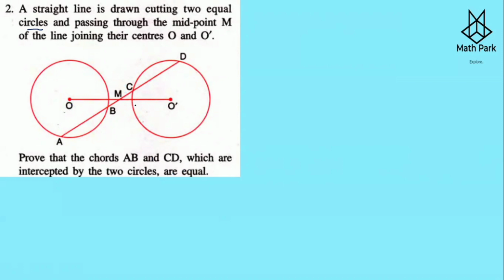Now what do we do for that? When will AB be equal to CD? If these chords are at equal distance from the center. So let us drop the perpendicular from O. Let us say OX and O dash Y. So we draw the perpendiculars OX and O dash Y on the chords AB and CD respectively. What is our target? Target is proving OX is equal to O dash Y. So let us start with the proof.